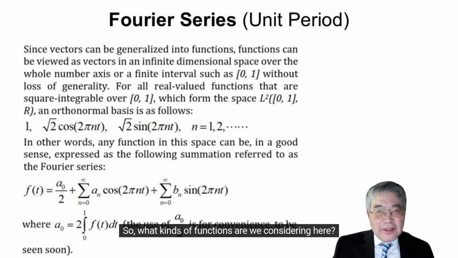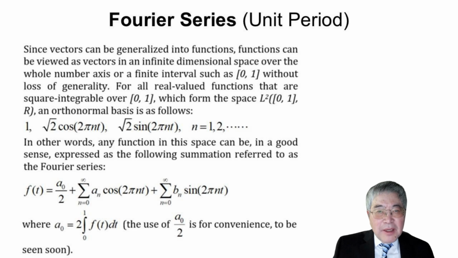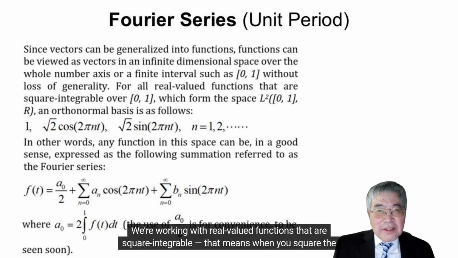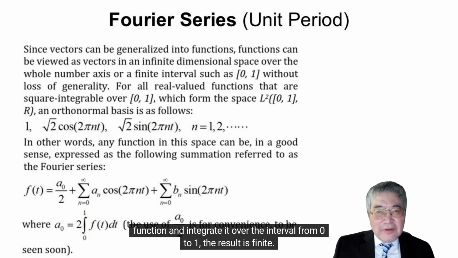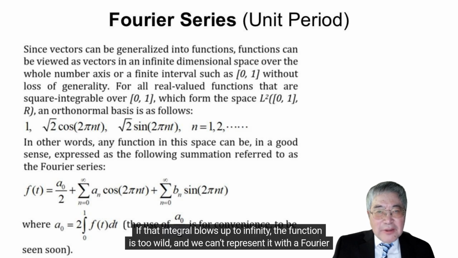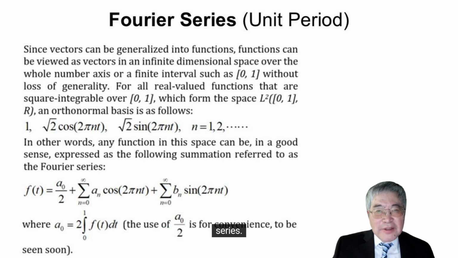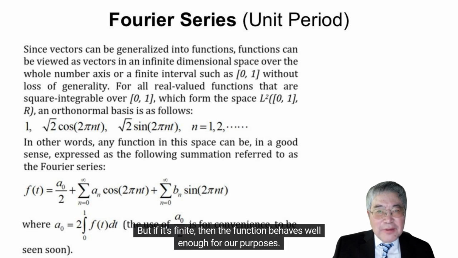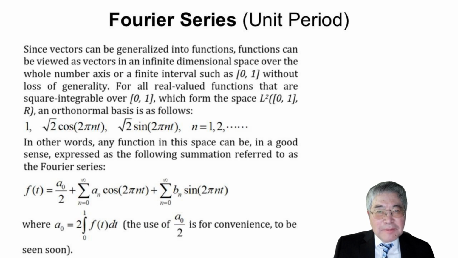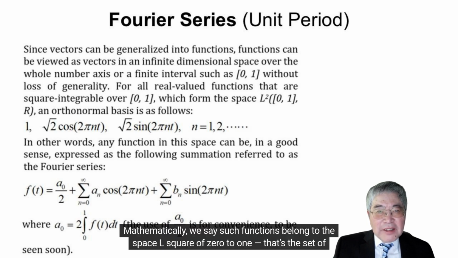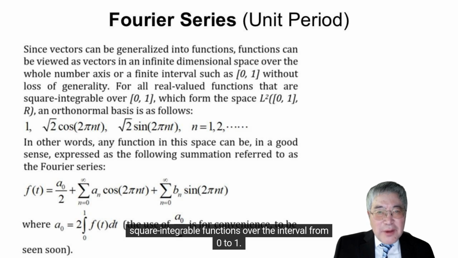So what kinds of functions are we considering here? We're working with real-valued functions that are square integrable. That means when you square the function and integrate it over the interval from 0 to 1, the result is finite. If that integral blows up to infinity, the function is too wild and we can't represent it with a Fourier series. But if it's finite, then the function behaves well enough for our purposes. Mathematically, we say such functions belong to the space L squared of 0 to 1. That's the set of square integrable functions over the interval from 0 to 1.